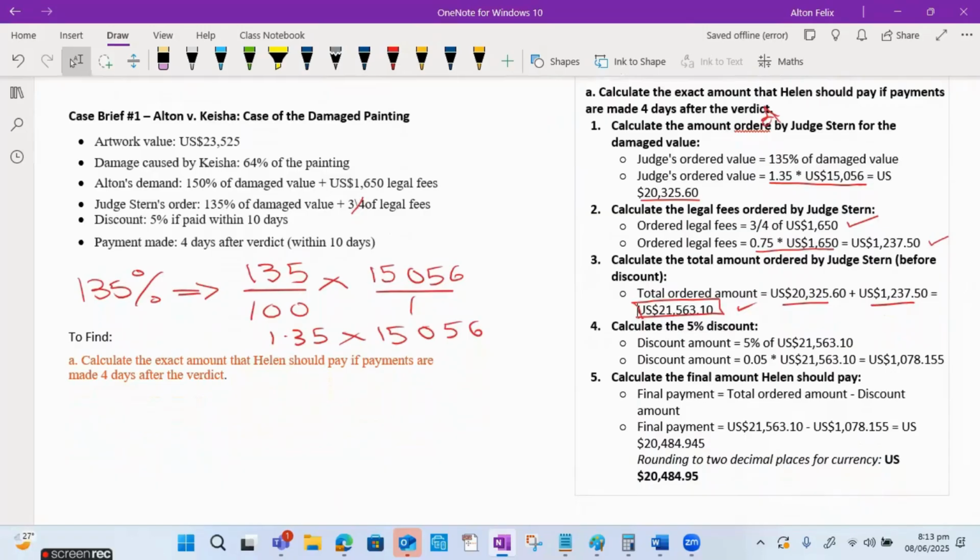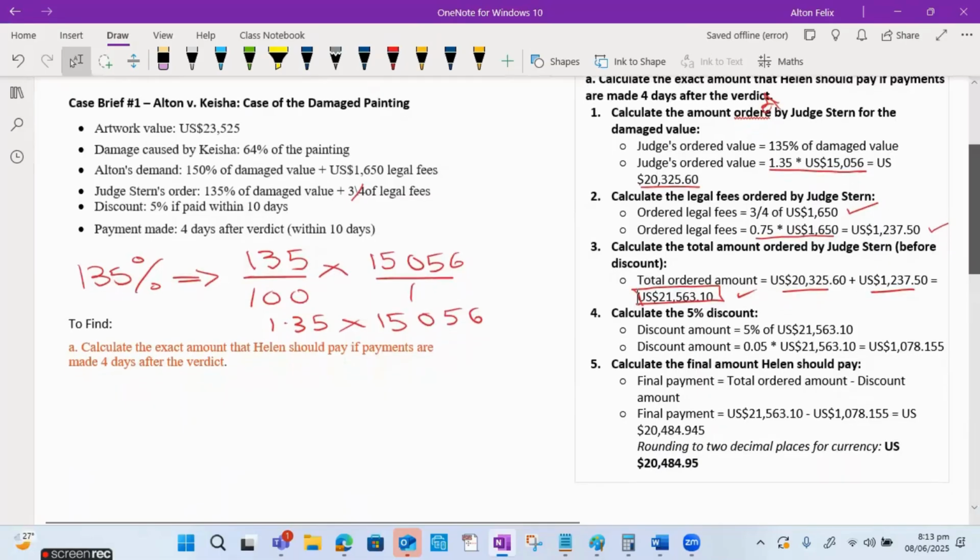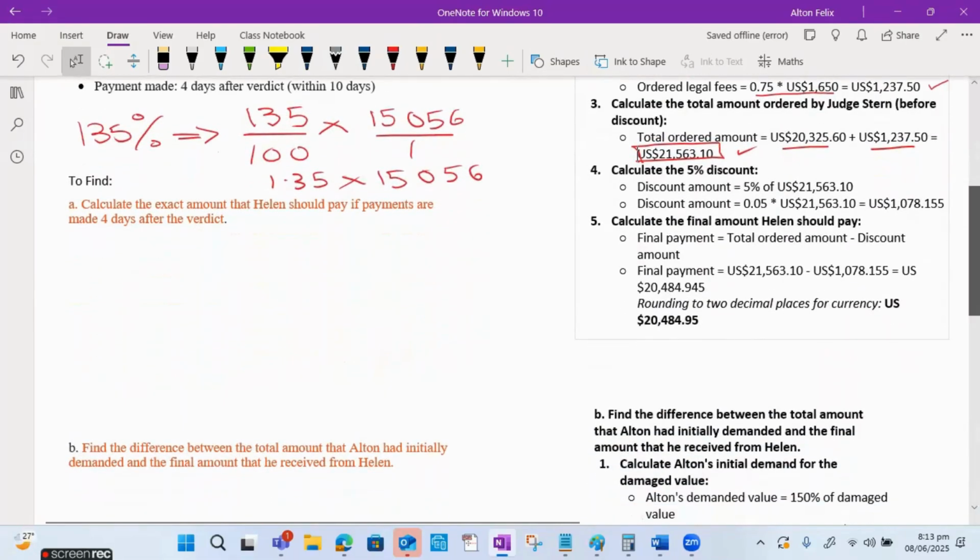Now, the nice thing about it is that Helen was able to make that payment within 4 days of the verdict, and therefore she's entitled to some kind of discount. And let's see how much that discount is. So let's go to the second part, which says, find the difference between the total amount that Alton had initially demanded and the final amount that he received from Helen. Okay, so we need to factor in that discounted amount that Helen is going to pay, and that is being done quite nicely by Jerry right across here.